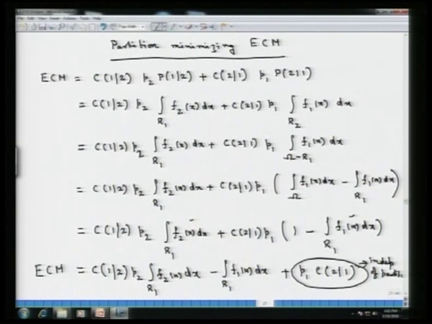And hence the optimum partition, when we are looking at R1 opt, R2 opt, that is what we are looking at, and this is not going to play any role when we are trying to minimize this expected cost of misclassification with respect to the partition, that is with respect to R1 and its complementary region with respect to the sample space. So, this would imply that expected cost of misclassification minimization is equivalent to minimization with respect to the partition.